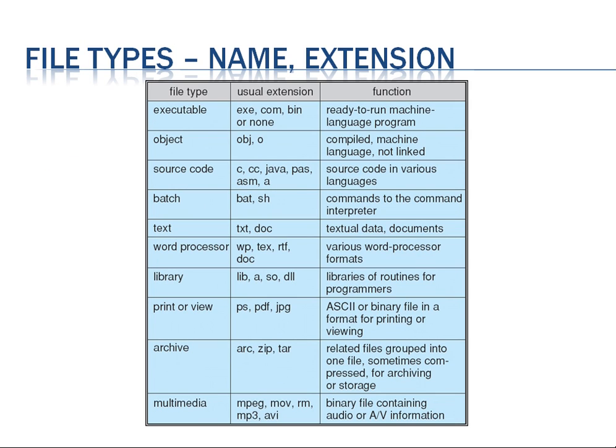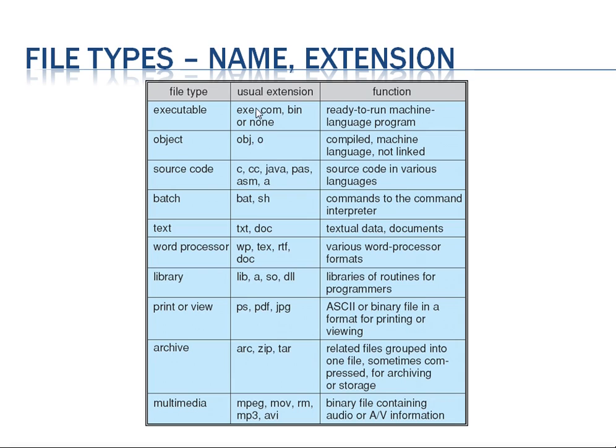Now here are the file types, names and their extensions. You can see this table here. It includes file type. If it is executable, the usual extension is .exe, .com, .bin, and the function is ready-to-run machine language programs. In case of object, the extension is either .o or .obj, which indicates that it is compiled machine language, but not linked yet for execution.